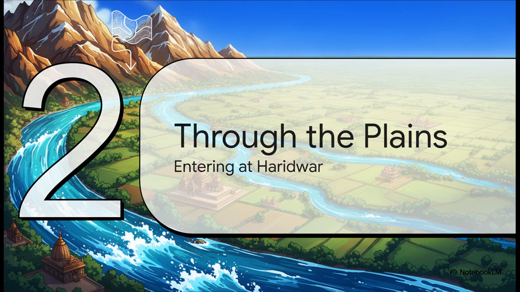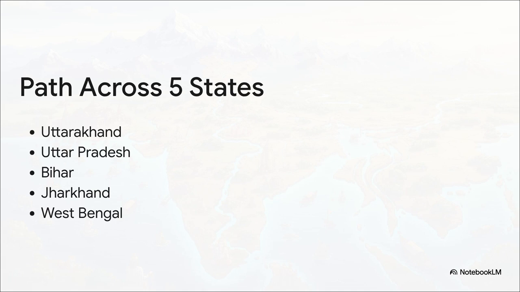The long journey through the plains, starting right where it enters at Haridwar. Trucking our 3D map downwards, we are officially leaving the rugged mountain terrain behind. The newly formed Ganga descends with this incredible force and just crashes into the flatlands right at Haridwar. Now, as we guide our perspective eastward across the plains, look at the sheer scale of this. You can see the river charting a massive course across 5 major states.